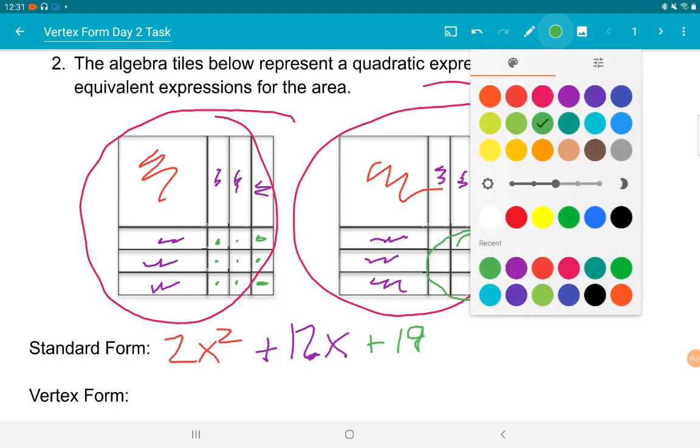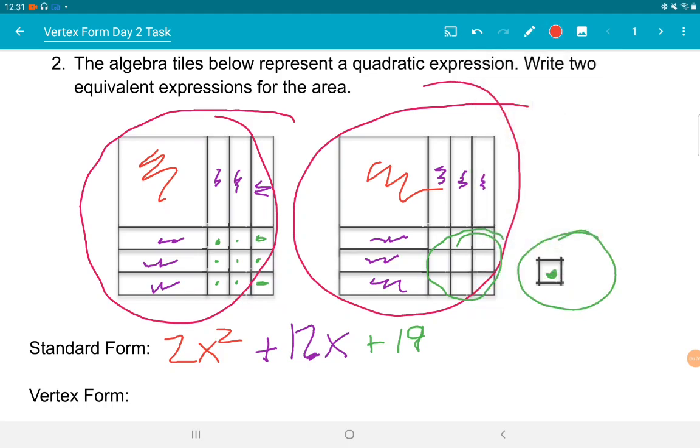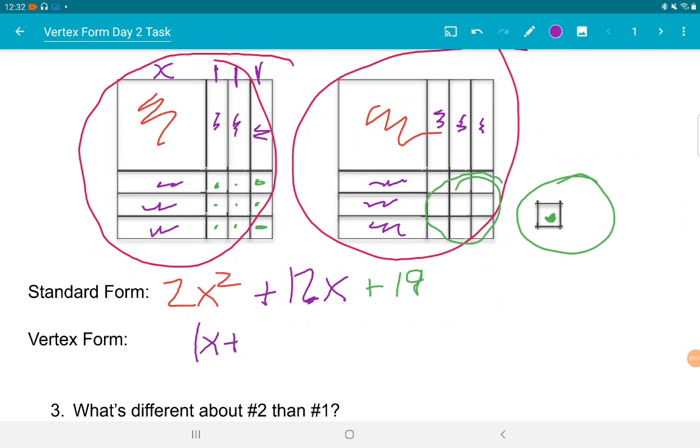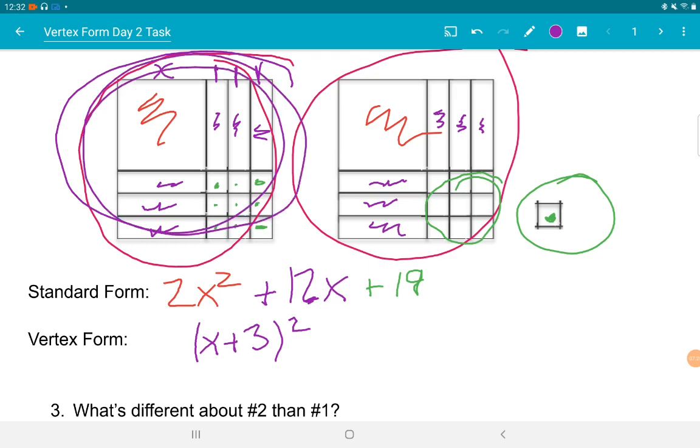Now, the new idea today is, how do we write this in vertex form? Because I've actually got 2 squares, okay? 2 squares, and they're both x plus 1, 2, and 3. So it's x plus 3 squares that we have. So how you're going to write this in vertex form? I'm going to scroll just a little bit so you can see that would be x plus 3 squared. That's the area of one of these squares, okay?